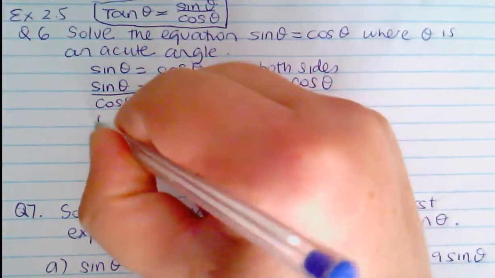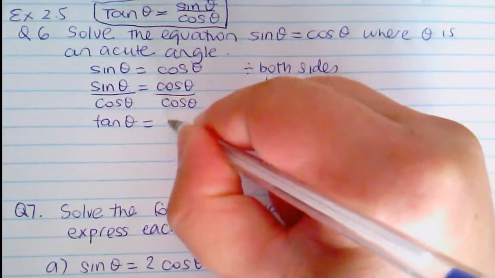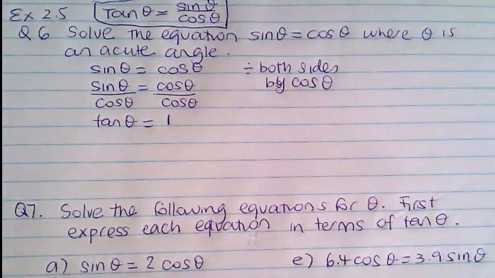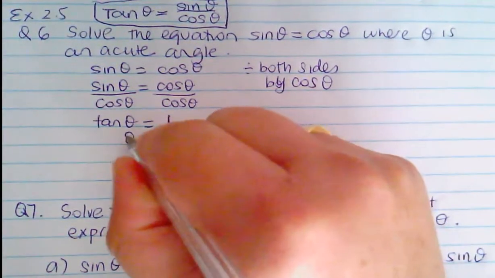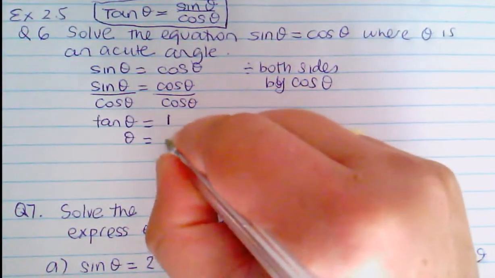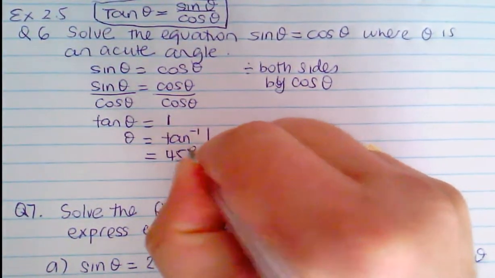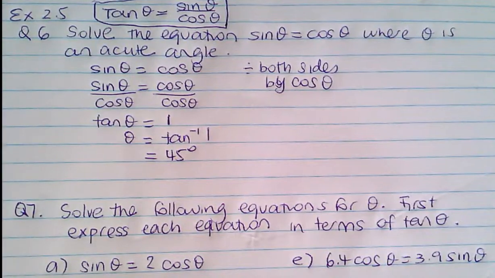So sine theta over cos theta I know is tan theta, and cos theta divided by cos theta is just 1, anything divided by itself is 1. And so therefore theta, you just use your calculator, tan of what is 1. So theta is tan to the minus 1 of 1, and you will get 45 degrees. So therefore theta is 45 degrees.